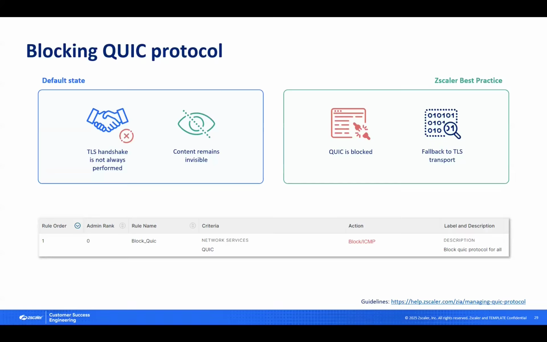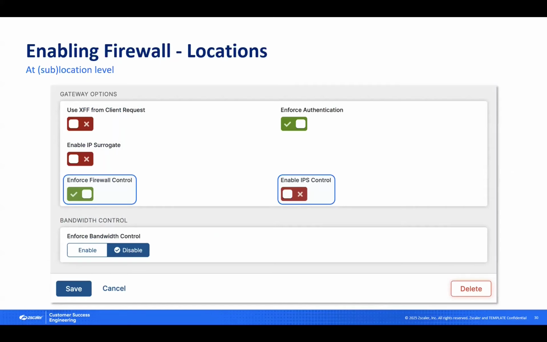Doing this is very simple, as it only involves creating a rule that blocks the QUIC network service with a block ICMP action for all users, and placing that rule at the top of the policy list. To round this section out, here are quick tips for how to enable firewall. First, as mentioned, Firewall Control is enabled at the location or sublocation configuration level. There are two toggles here. Enforce Firewall Control will enable applying firewall policies to this location or sublocation, and Enable IPS Control will do the same thing for IPS controls.